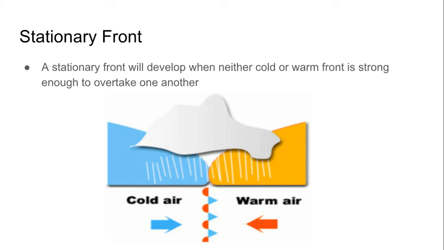And then that takes us to a stationary front. A stationary front is kind of like where two air masses stall out. You have cold air moving one way and warm air moving the opposite way, and they meet, but neither one of them is really strong enough to overtake the other, and it just sits there for a little while deciding what it wants to do.